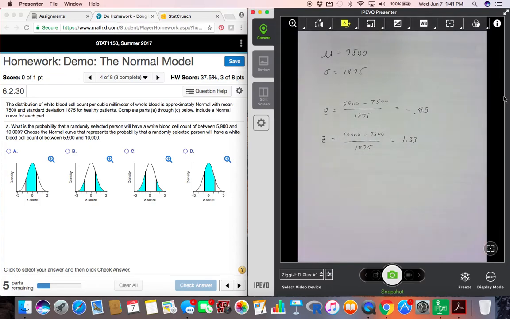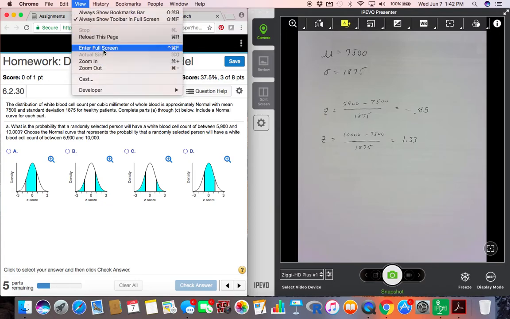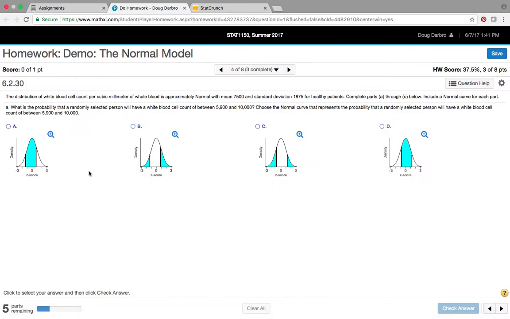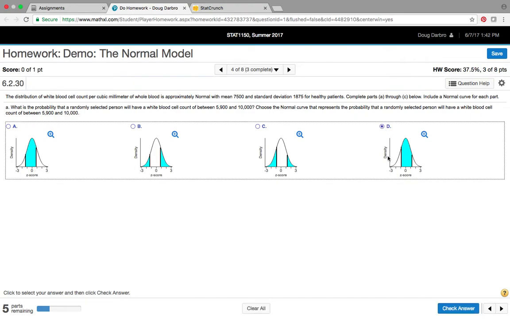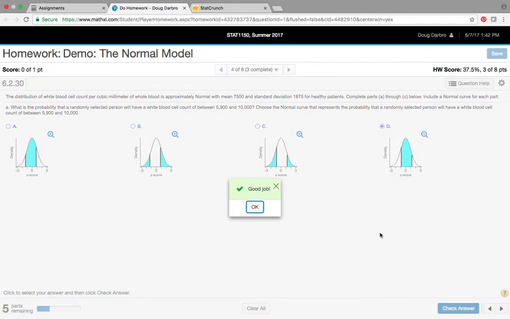Now when we go over to our chart over here, 1.33, negative 0.85, we need the area between, so we know it has to be one of these two. It has to be A or D. And A can't be it because that's less than 1, so we need to do this.